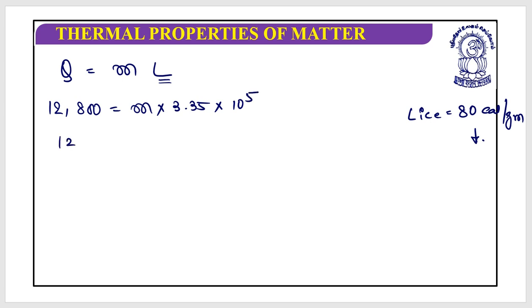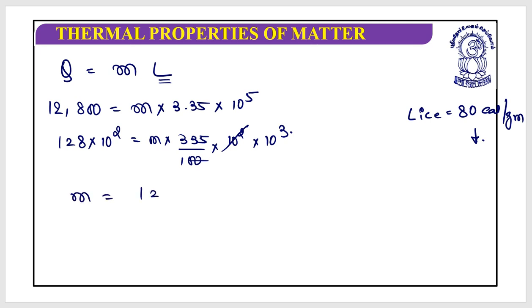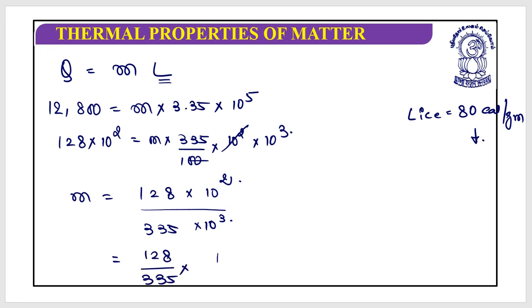So this is 128 into 10 to the power 2 equal to m into 335 divided by 100 into 10 to the power 5. Two powers have gone, or I should write 10 to the power 5 as 10 to the power 2 into 10 to the power 3. So this 100 and this 100 have gone. I am left with m equal to 128 into 10 square divided by 335 into 10 to the power 3, which is 128 divided by 335 into 1 by 10. I hope this is clear.